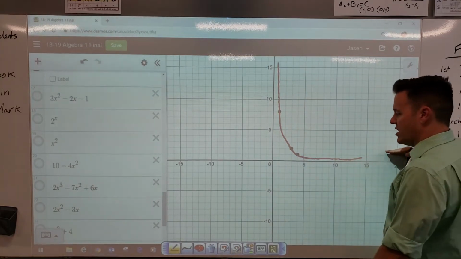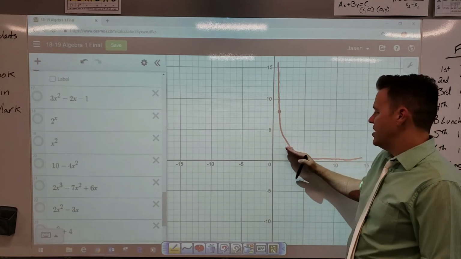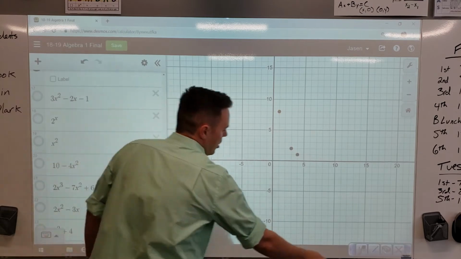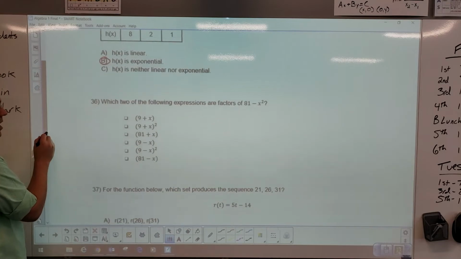Remember, exponential is like a jet from our military days. I think of something taking off and then it goes vertical, just like that. That is an exponential function all the way. So the answer here is B.